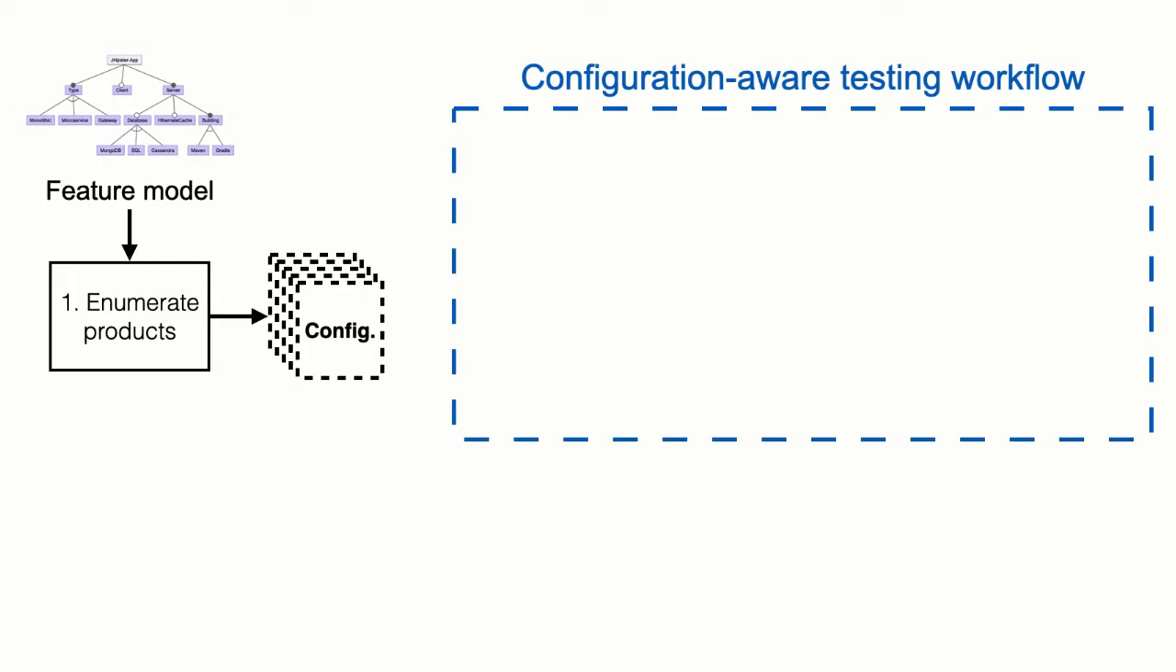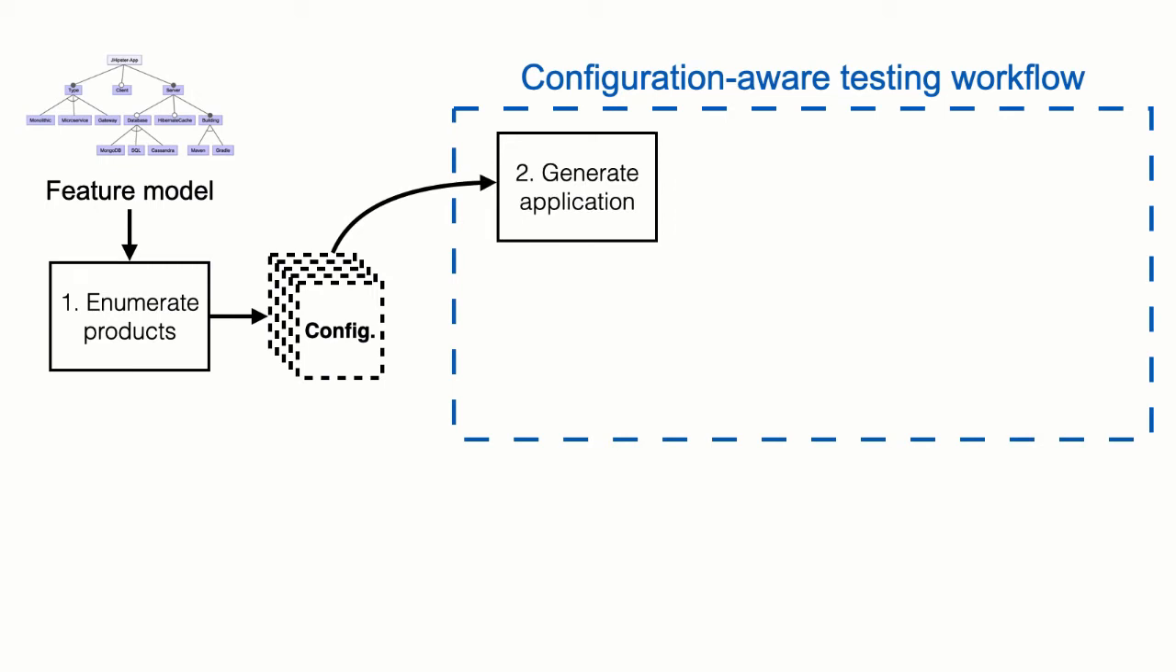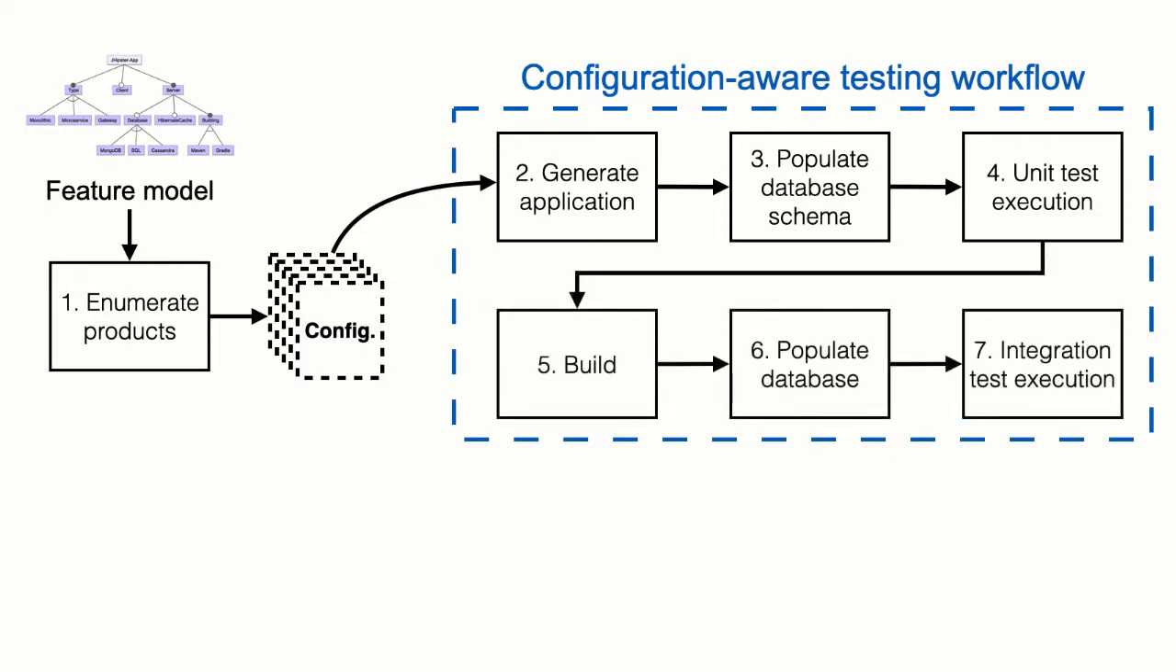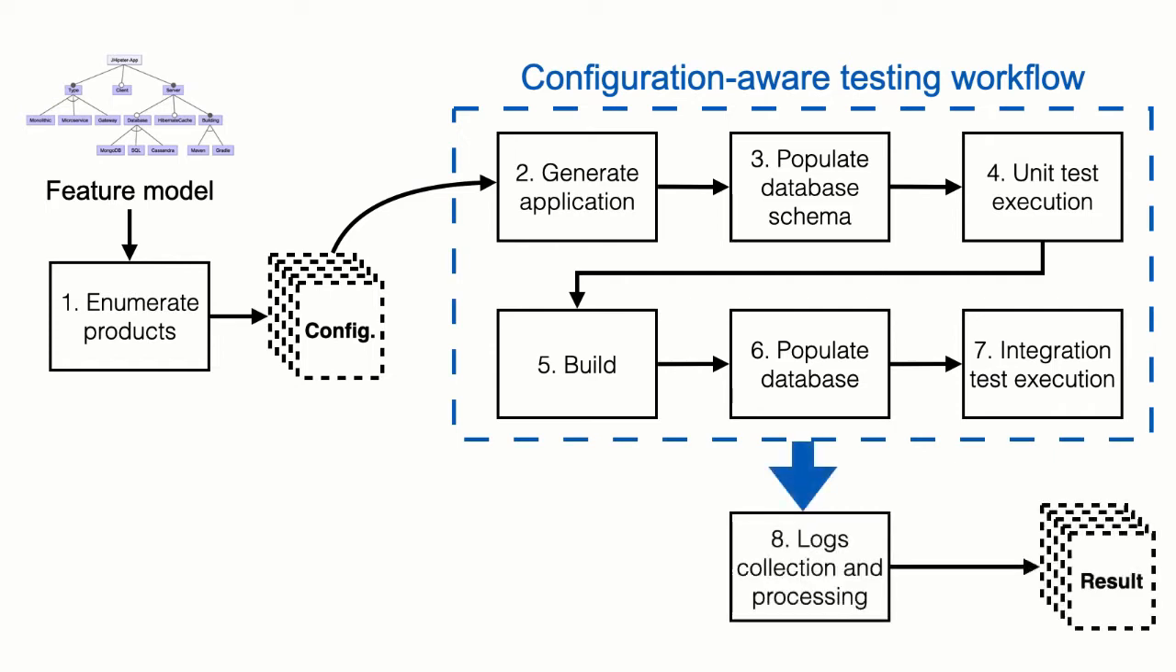Our testing workflow goes as follows. For each configuration, we generate the application using JHipster. Then we populate the database schema of the application before executing the unit tests. After that, we build the application to produce an executable version, populate the database with data, and execute the integration tests. The infrastructure collects the logs produced at the different steps of the workflow to compile the results of the different steps.